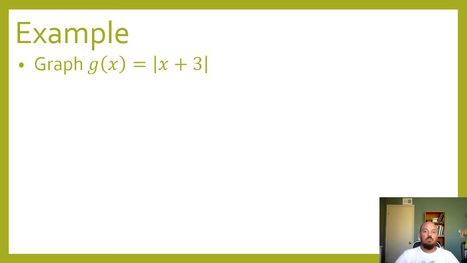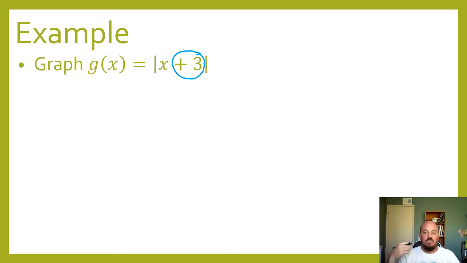So for our example, let's graph g of x equals absolute value of x plus 3. So this time, it's still an absolute value, so it's still going to be that V-shaped graph. And I even did the same number. I did plus 3 again. But see, this time the plus 3 is on the inside of the absolute value instead of being on the outside, and that's very important.